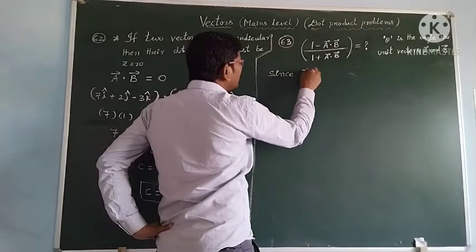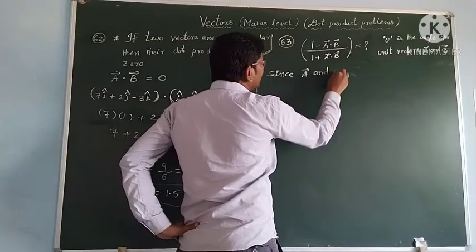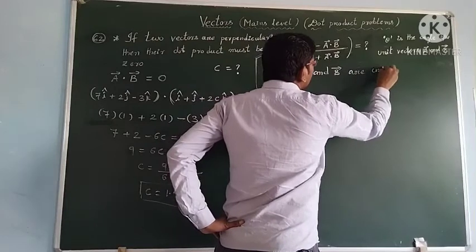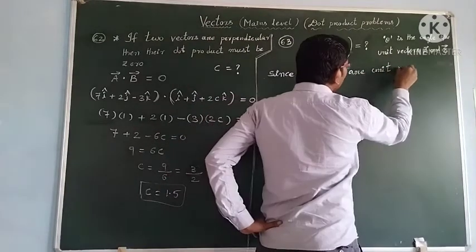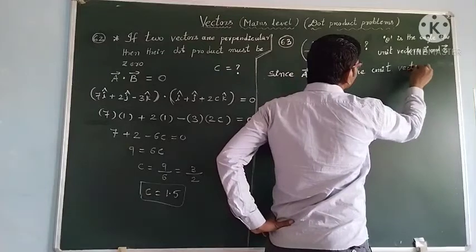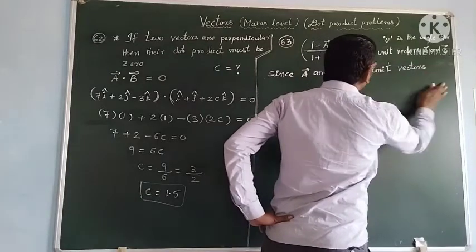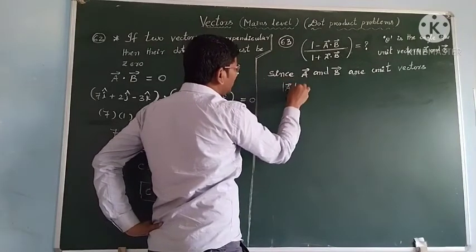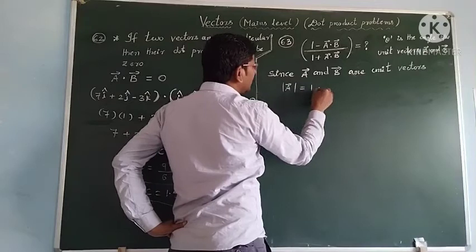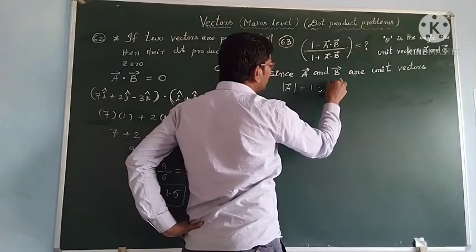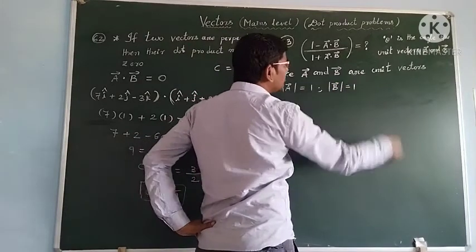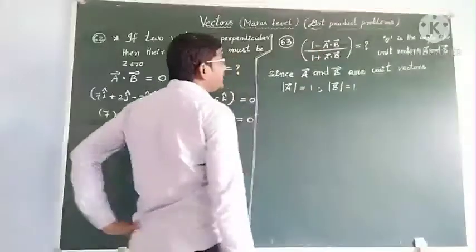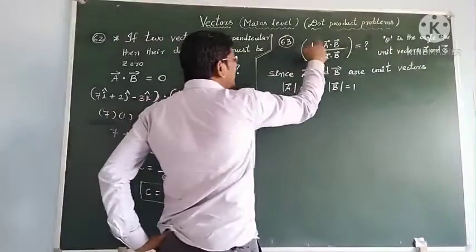Since a bar and b bar are unit vectors, the modulus of a bar is equal to 1 and the modulus of b bar is also equal to 1. They are unit vectors. Now this is what we have to find: 1 minus a bar dot b bar.